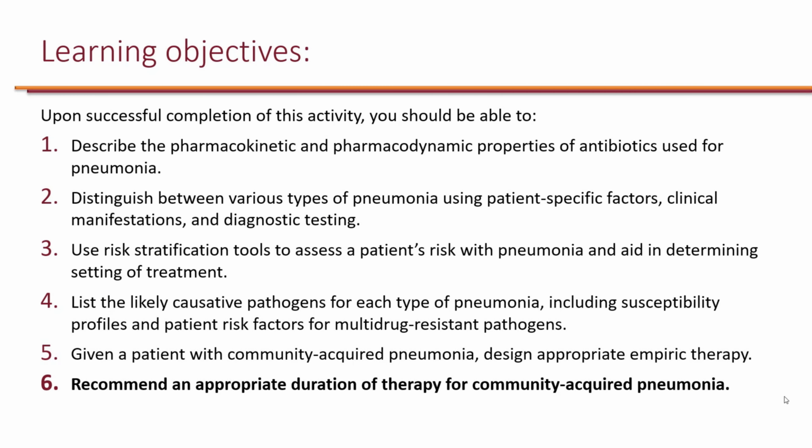We described the PK/PD properties of antibiotics used for pneumonia and distinguished between various types of pneumonia, and used risk stratification tools to assess a patient's risk with pneumonia and aid in determining the setting for treatment, and listed likely causative pathogens for each type of pneumonia. We also designed appropriate empiric therapy for a patient with community-acquired pneumonia. Now let's recommend an appropriate duration of therapy for community-acquired pneumonia.